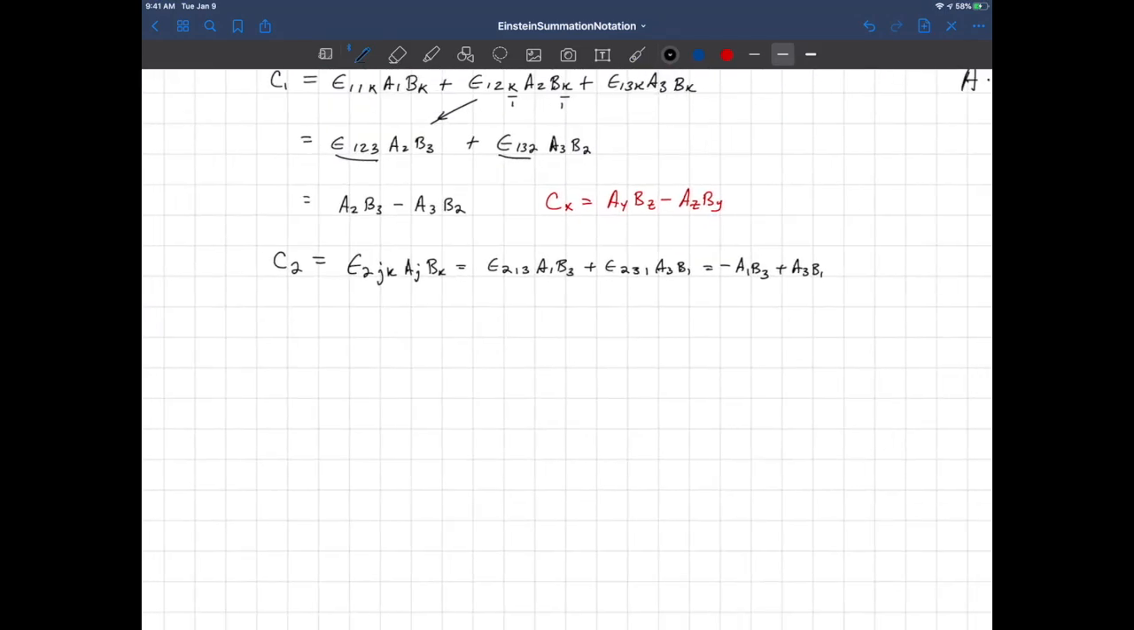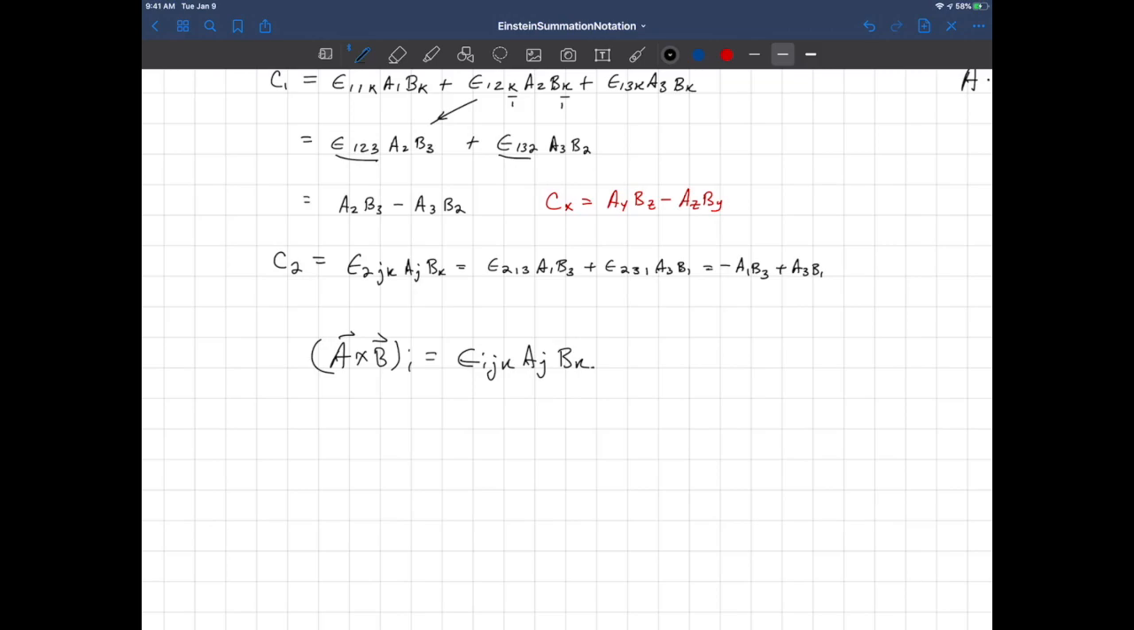All right, so now we're going to recognize that when I write A cross B, and I want to look at the ith component of that, that's epsilon ijk, aj, bk.